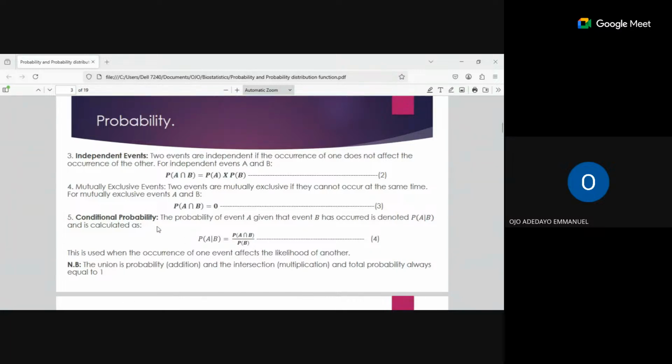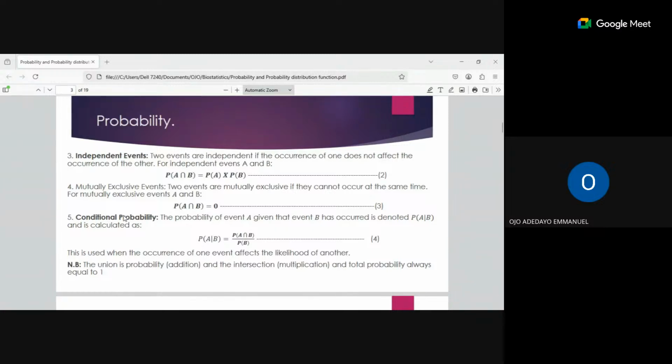Another way you can know is through the intersection. We're going to be using some little mathematical set terms now. Anytime you see this sign that looks like a cap, it is called the intersection. Anytime the intersection of two events is equal to 0, that means that the events are mutually exclusive. That means that the events cannot occur together.